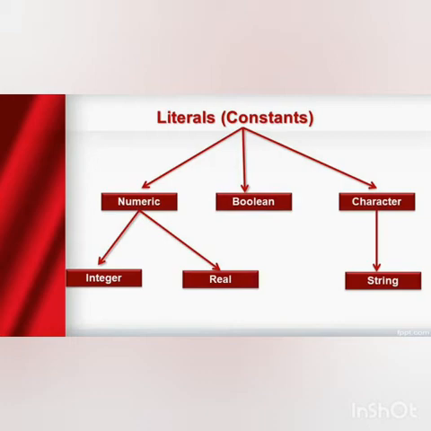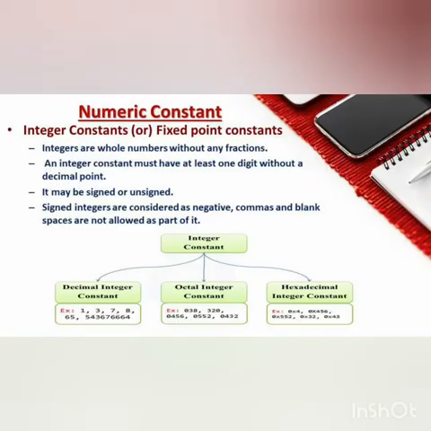So, the name itself gives us an idea about numeric constants, which contain only numbers. Here, the numeric constants are further classified as integer constants or fixed point constants, and real constants or floating point constants. Let's see the first one, that is integer constant or fixed point constant. Integers are whole numbers without any fractions.